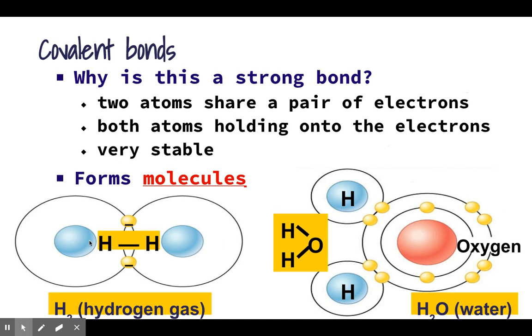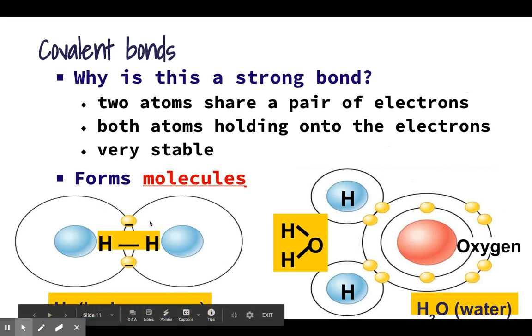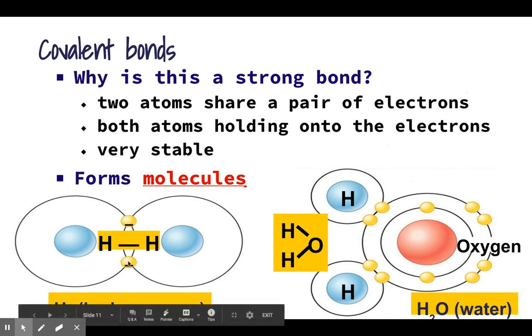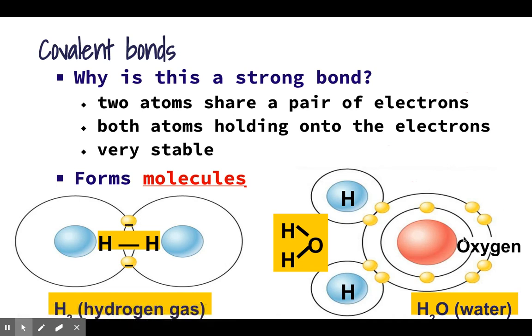So if I look here, hydrogen has one electron in its outer shell. So remember we said the first shell can hold two. As we see here, this is going to form a covalent bond because they're going to share their electrons. They're sharing the electrons. All right. When we look at water, water is also going to form covalent bonds.